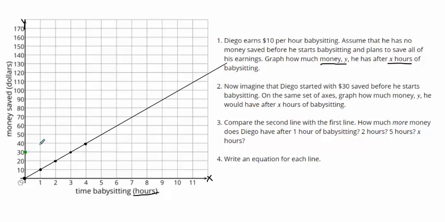After 1 hour, he would make $10. So it would go from 30 to 40. Then after 2 hours, he would make another $10. 3 hours would be another 10. 4 hours would be another 10. So now if we draw the line, that's what it would look like.